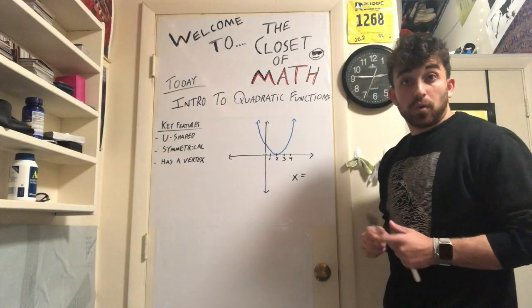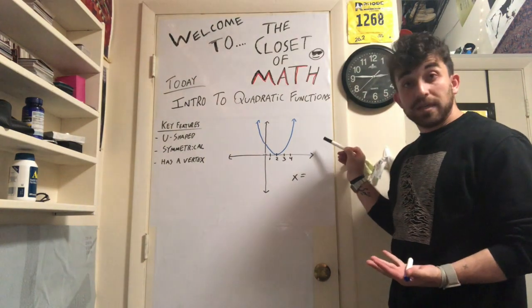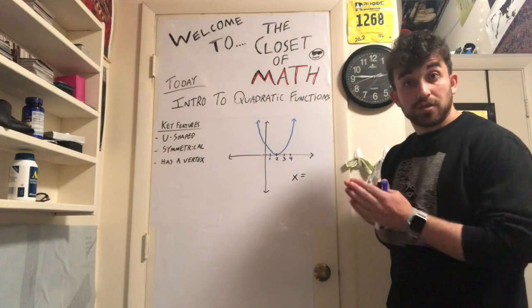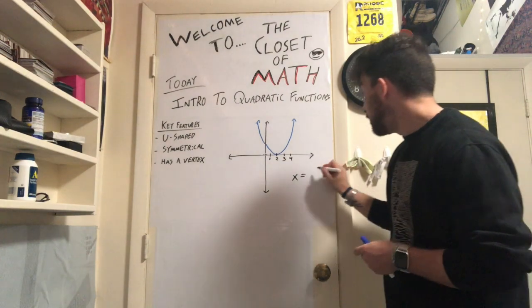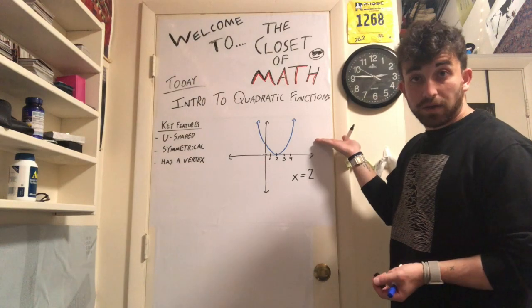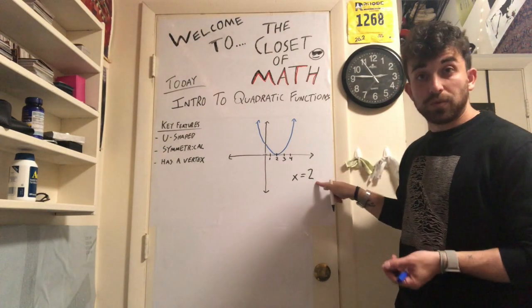Let's say we have a quadratic that's shifted over to the right a little bit. Same idea, I look for the line that splits it directly in half. In this case, that line would be x equals 2. So this quadratic function has an axis of symmetry of x equals 2.